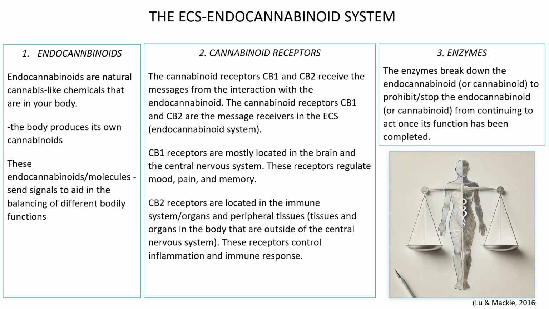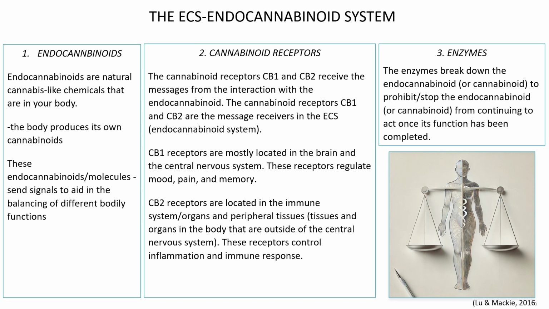I'll briefly go over these three components of the ECS: endocannabinoids, cannabinoid receptors, and enzymes. So endocannabinoids are natural cannabis-like chemicals that are in your body. The body produces its own cannabinoids. These endocannabinoids or molecules send signals to aid in the balancing of different bodily functions.